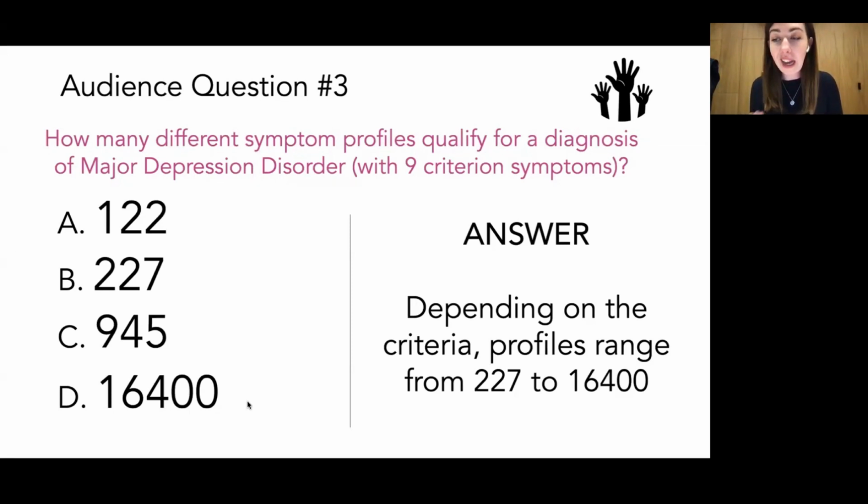And then actually within all of the symptoms, there's lists of subsymptoms. And when you consider all of those subsymptoms, that actually gives you 16,400. So in theory, you could have 16,000 people standing in front of you, all with different combinations of symptoms, but all of them getting a diagnosis of major depressive disorder.